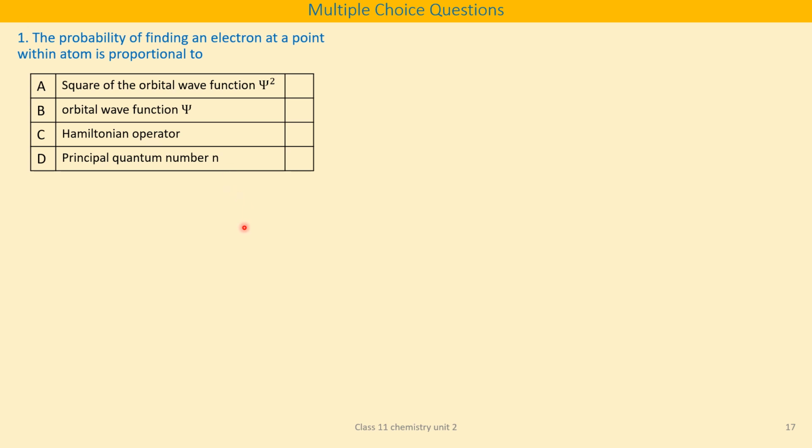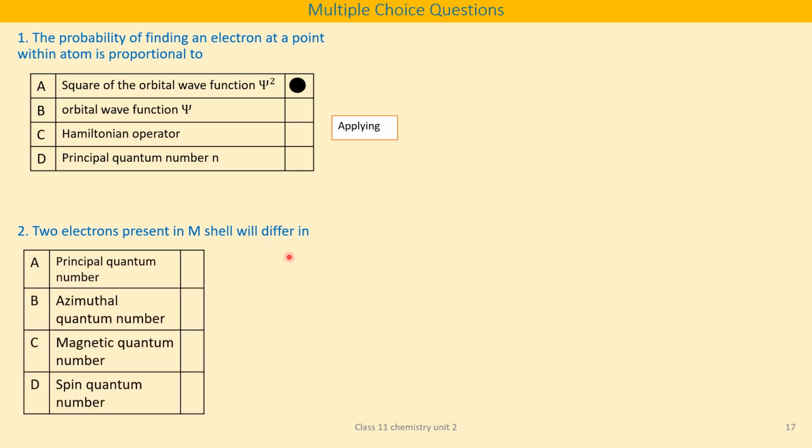So you have to remember that the probability of finding an electron at a point within atom is proportional to psi square. So option A is correct and you please mark it. Next question. Two electrons present in M shell will differ in. Four options are there. Principal quantum number, option A. Option B is azimuthal quantum number. Option C, magnetic quantum number. Option D, spin quantum number.